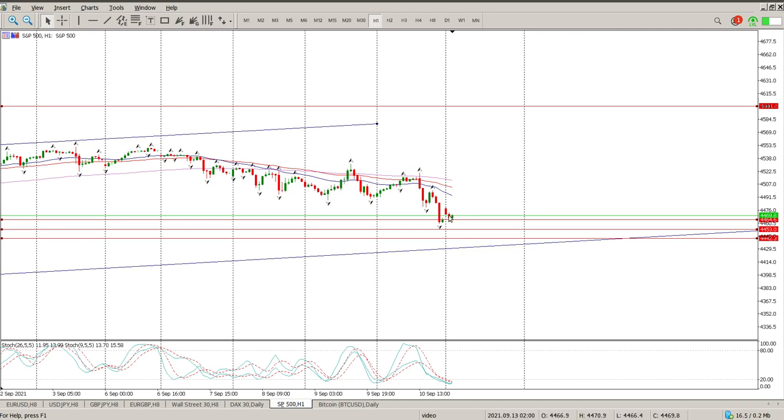Just wait and see what happens here, and then look for opportunities to buy into this and continue the trend to the upside.